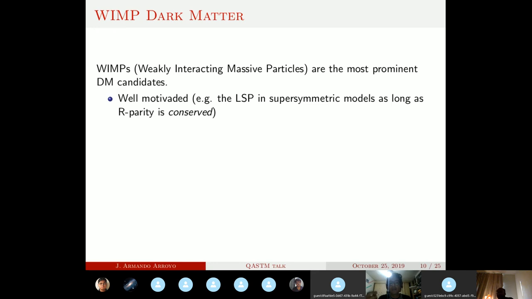WIMP stands for weakly interacting massive particle, and I'd say they are the most prominent dark matter candidates. Their appeal comes because they can explain relatively easily this observed dark matter abundance, but they are also well motivated from the theoretical point of view, from extensions of the standard model, in particular supersymmetric extensions. There you naturally get a dark matter candidate, given that your SUSY model is R parity conserved. In this case, the lightest supersymmetric particle, the LSP, is usually the dark matter candidate, usually a neutralino type of particle.